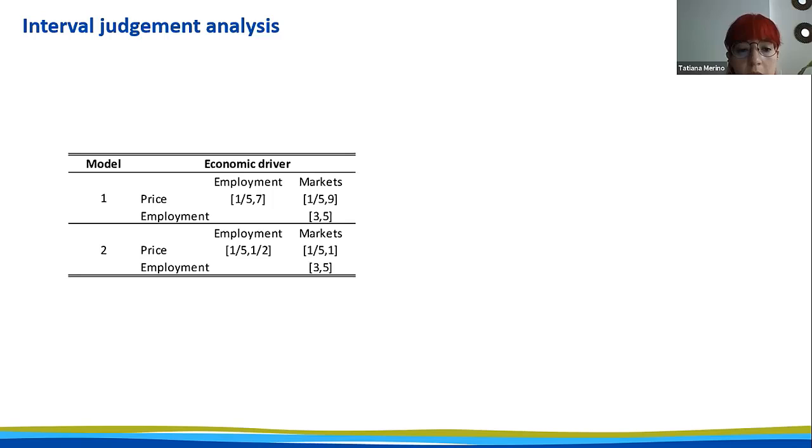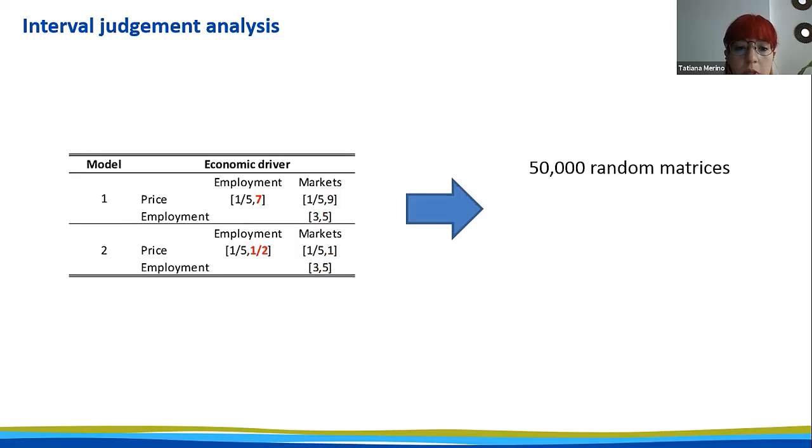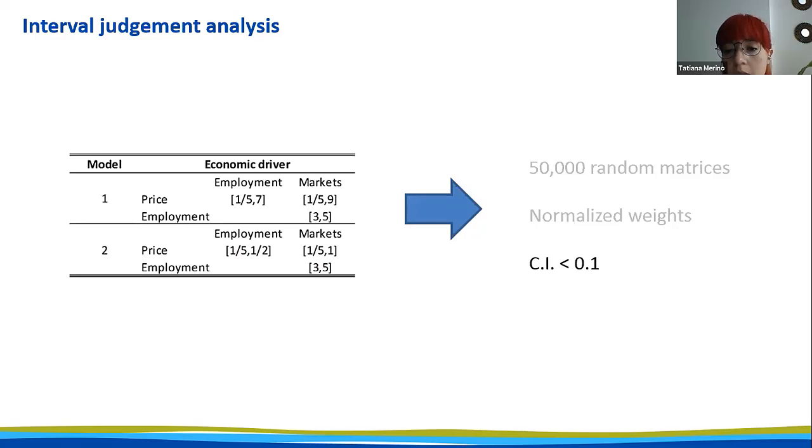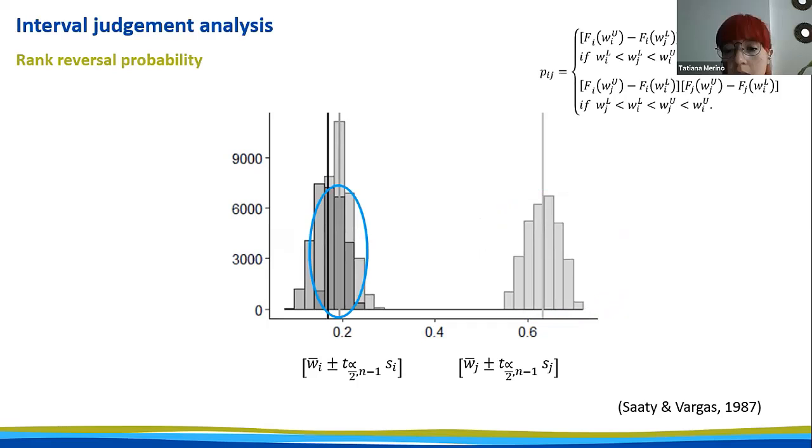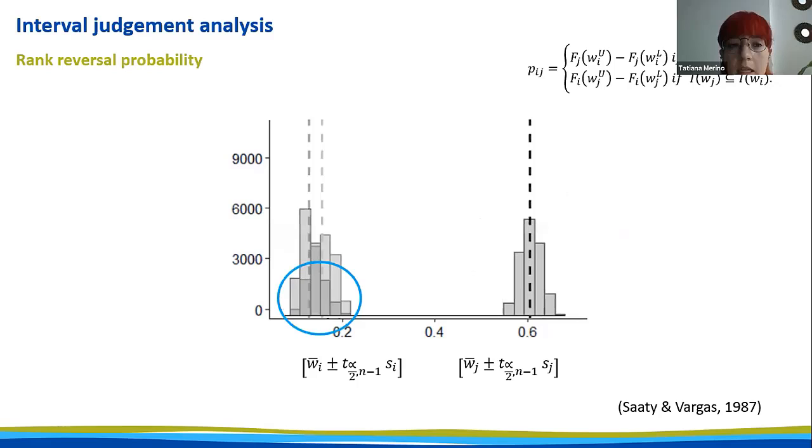We obtained interval judgment matrices with the minimum and maximum pairwise comparisons, and by means of our R Studio package, we obtained 50,000 random pairwise comparison matrices. Then we obtained the normalized weights, the ones that were consistent. Scenarios: the first one, when our P was 0, we had no overlap of our weights. The second one was when we had overlapping but not as subsets. And the third one was when our criteria were subsets.